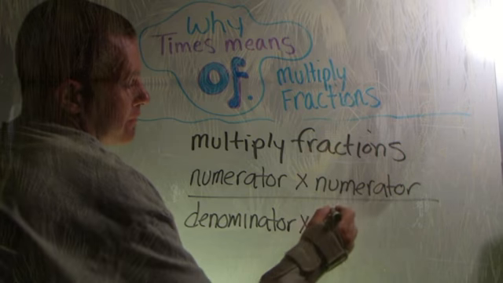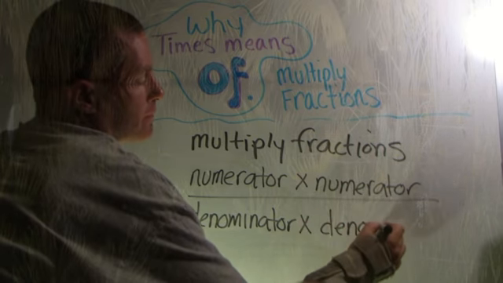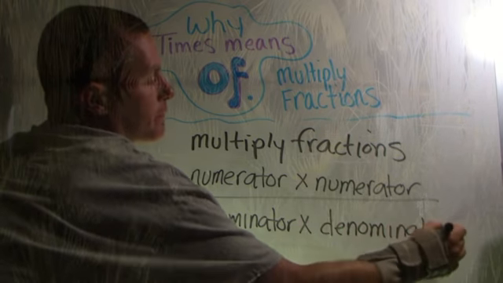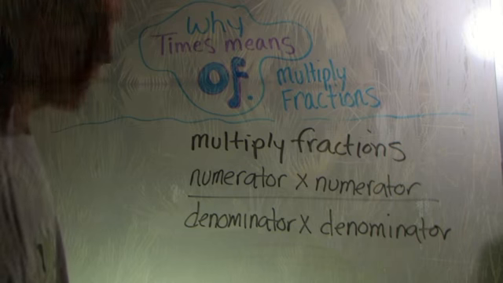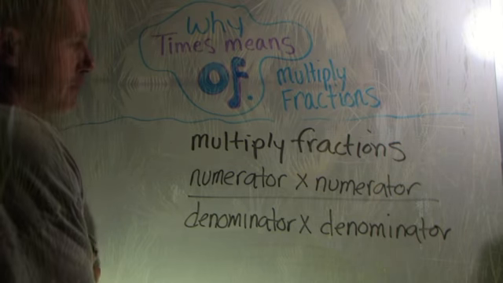Multiplying fractions is the easiest operation of all fraction operations. You've got to be able to multiply fractions to be able to add them or subtract them. I'll explain why in a future video.